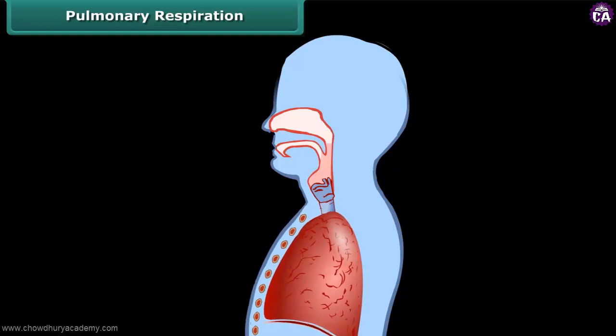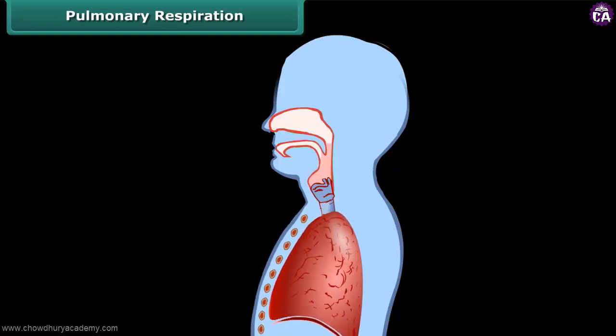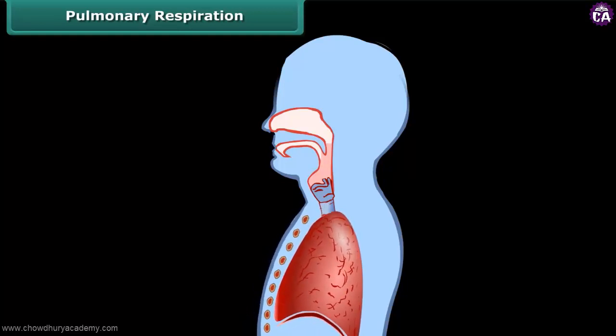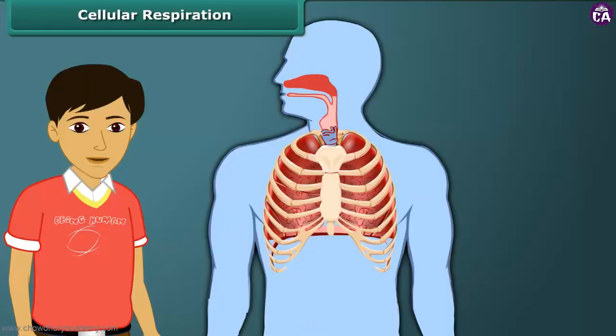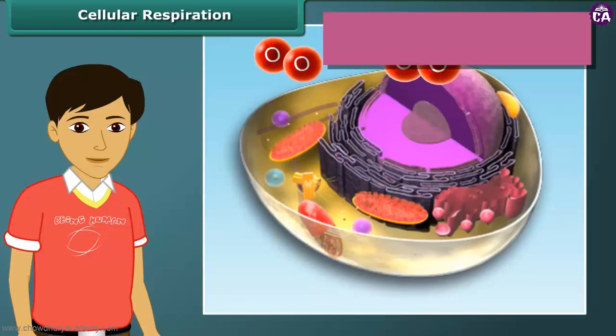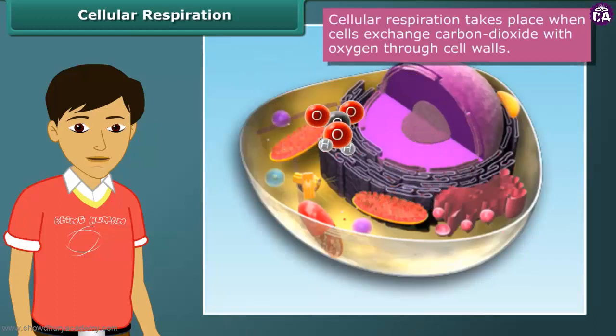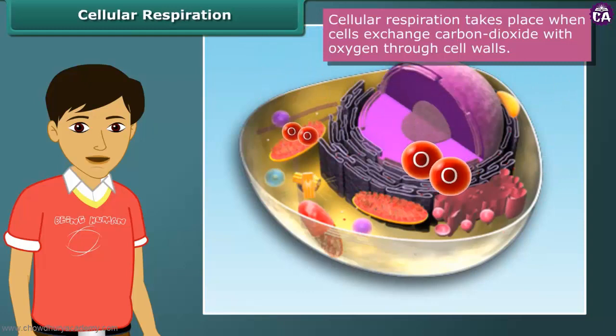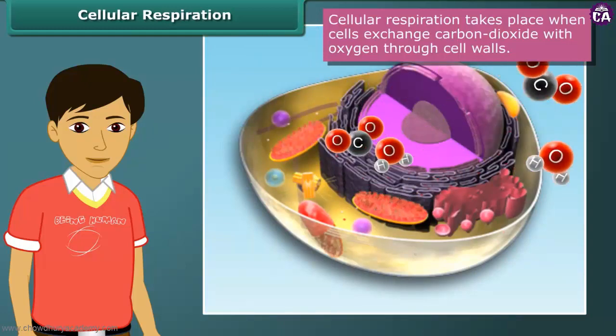Such visible breathing is known as external or pulmonary respiration. We will now look at internal or cellular respiration. In this process, cells present inside the human body exchange unwanted carbon dioxide with the essential oxygen through cell walls.